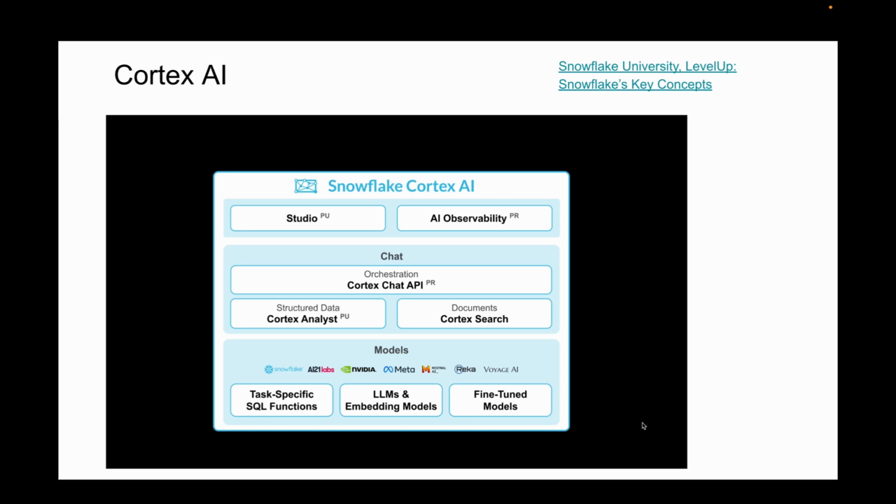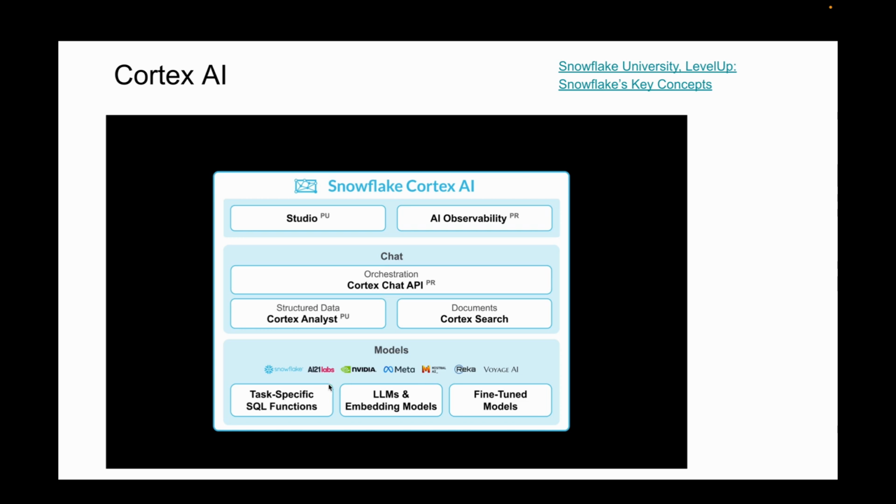Next layer in the architecture is known as Cortex AI layer. This layer provides generative AI services through a set of Gen AI models such as those provided by NVIDIA, Meta, Mistral, or Snowflake itself, either for general purpose work or task specific functions. These models can also be fine-tuned for better performance on certain specific activities.